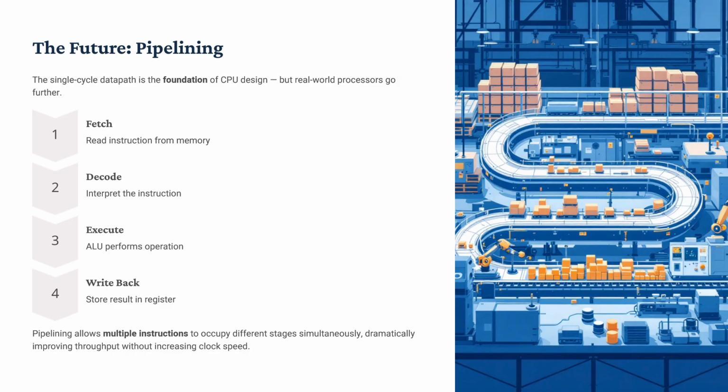The future, pipeline. A single cycle data path is the foundation of CPU design, but real-world processors go further. If fetch happens for one instruction, the next step is decode. While instruction 1 is decoded, instruction 2 is fetched, so the processes are done simultaneously. Pipelining allows multiple instructions to occupy different stages simultaneously, dramatically improving throughput without increasing clock speed.